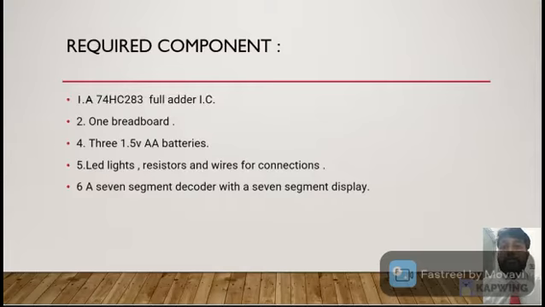At first, there is a 74HC283 full adder IC and one breadboard, three 1.5 volt AA batteries, LED lights, resistors and wires for connections, and a 7-segment decoder with a 7-segment display.